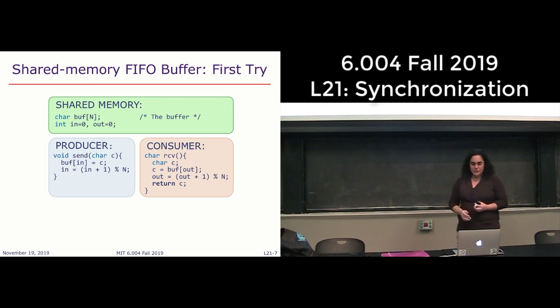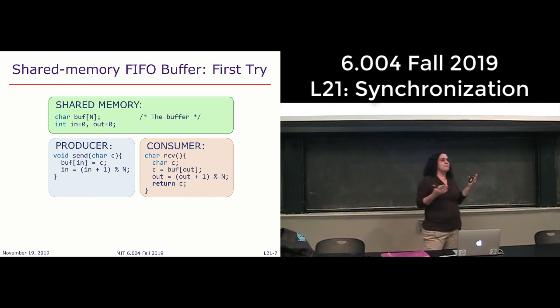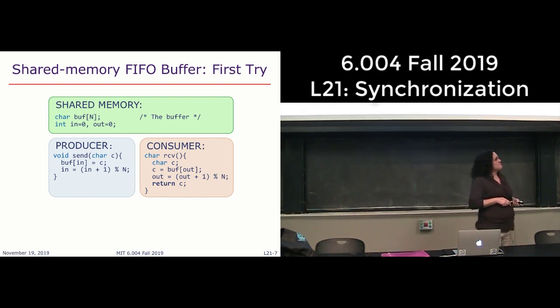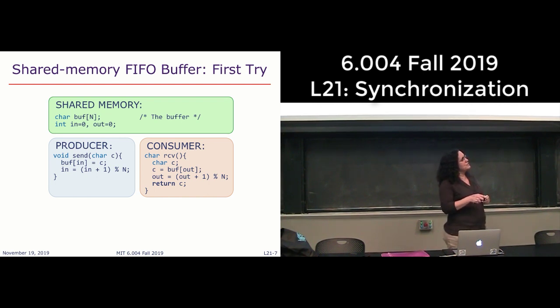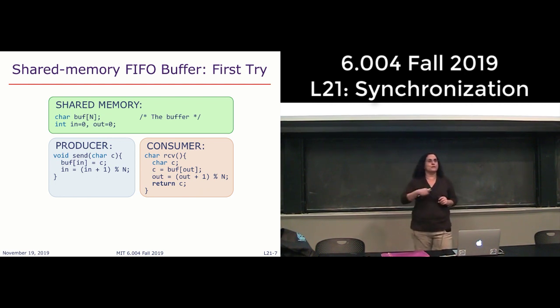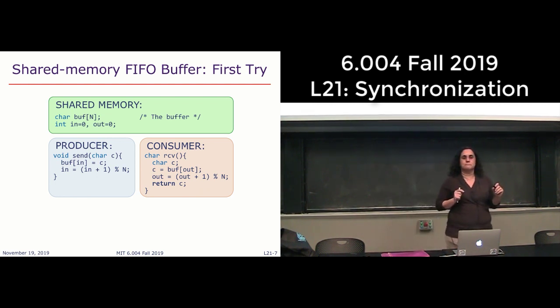Here's our first attempt at defining how the producer and consumer can implement their send and receive routines. When the producer has a character to send, it's going to take the character, put it into the buffer at the location pointed to by the pointer in, and then increment in to point to the next location. Of course we have this mod n because it's a circular buffer, so we just wrap around. Any questions about that?